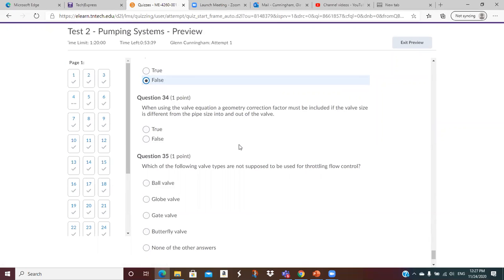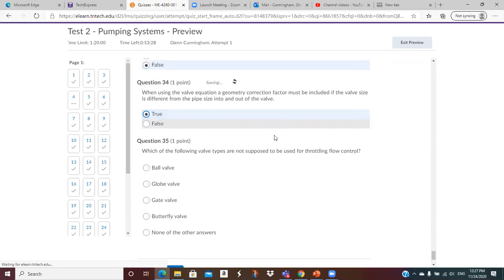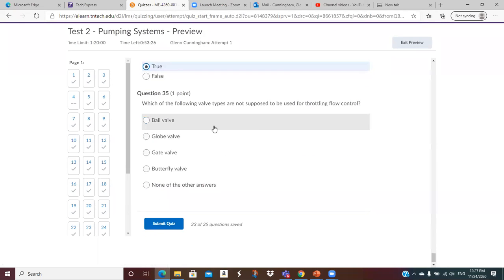When using the valve equation, a geometry factor must be included if the valve size is different from the pipe size into and out of the valve. That's true. 35, which of the following valve types is not supposed to be used for throttling flow control? That's the old gate valve, not supposed to be.